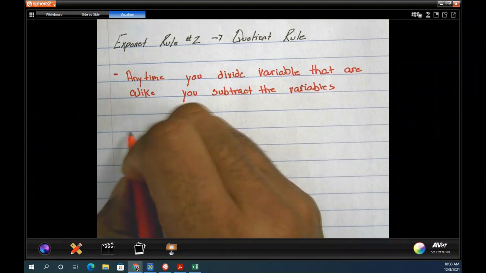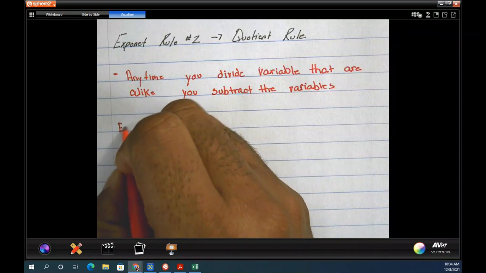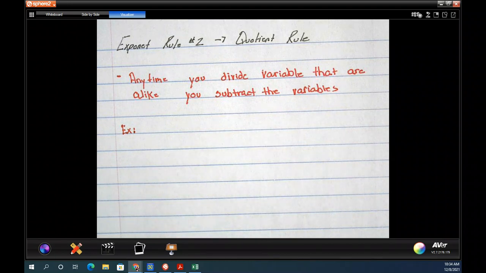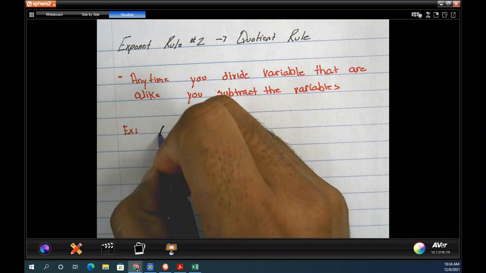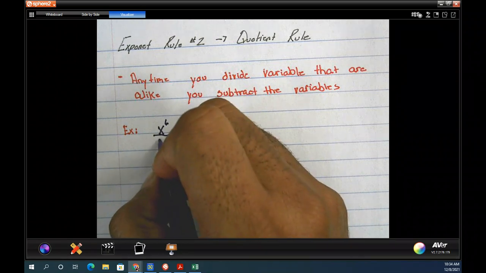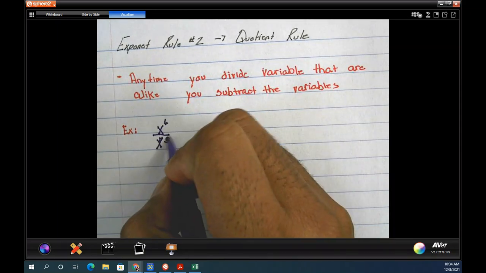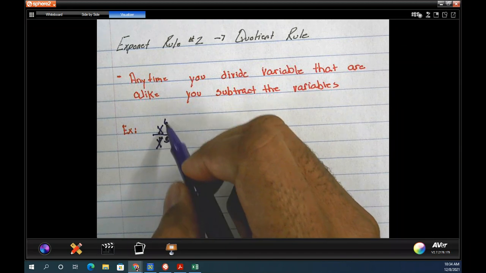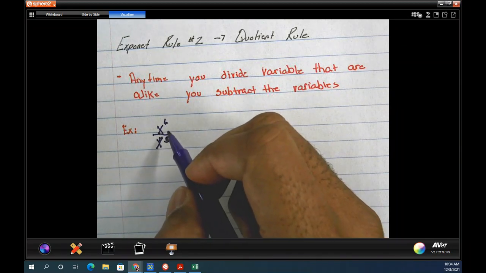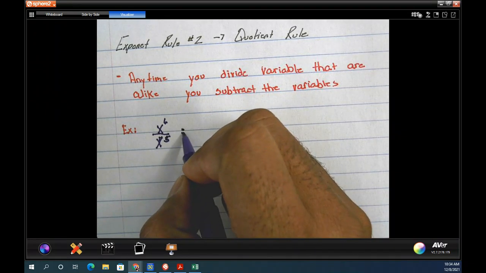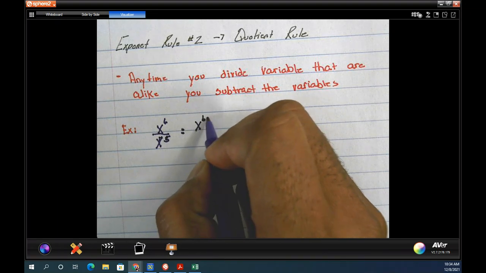Let's say you have this. Here's an example. And there's one little caveat in there. Let's say we have x to the 6 over x to the 5th. That is a 5. We're going to subtract where the larger exponent is. The larger exponent is in the numerator. So that's the same as saying x to the 6 minus 5.